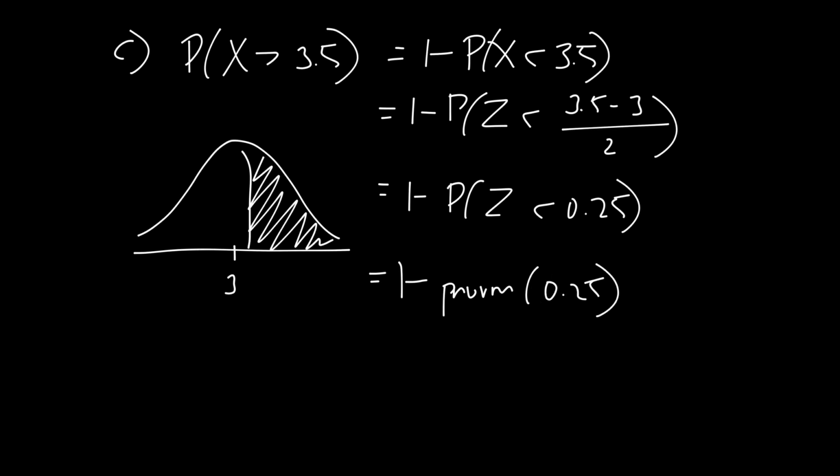And so as you might have guessed, if you had just jumped straight from the 3.5 into the conclusion by making use of the fact that Pnorm can handle non-standard values, you could just do 1 minus Pnorm of 3.5, comma 3, comma 2. So if you do this calculation, what you're going to find is that the answer is 0.4013.